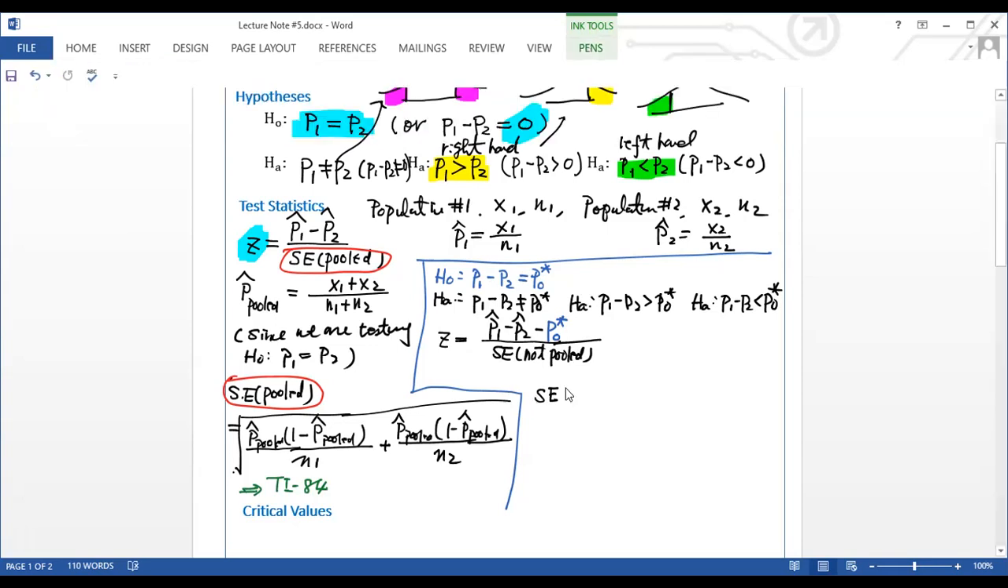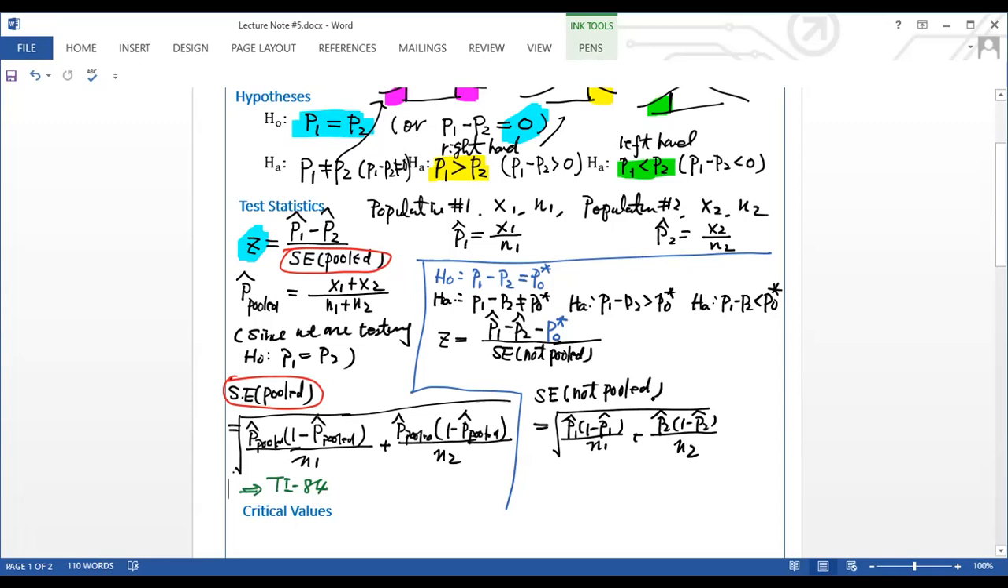Okay, so this is the SE, not pooled. It will be equal to like this: you will have P1 hat times 1 minus P1 hat over N1, plus P2 hat times 1 minus P2 hat over the N2 here.